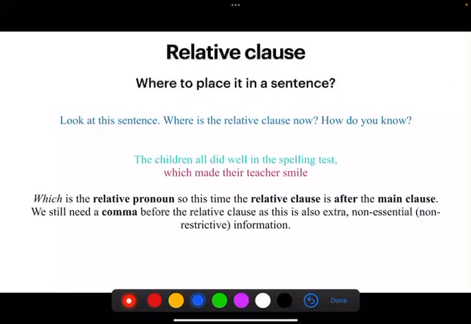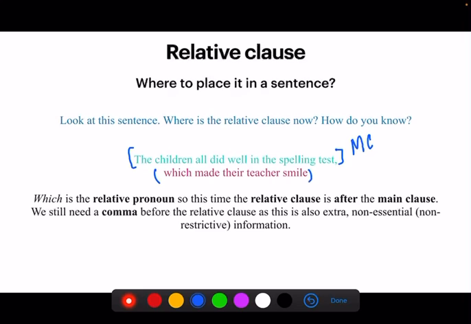For example: The children all did well in the spelling test, which made their teacher smile. In this particular sentence, the children all did well in the spelling test is our main clause, correct? And which made their teacher smile is our relative clause. So clearly, now we are not embedding it, we are just putting it at the end. This time the relative clause is after the main clause. We still need a comma before the relative clause as this is also extra, non-essential information. So whenever the information is non-essential, we have to put a comma.